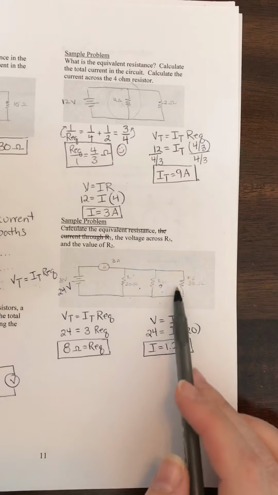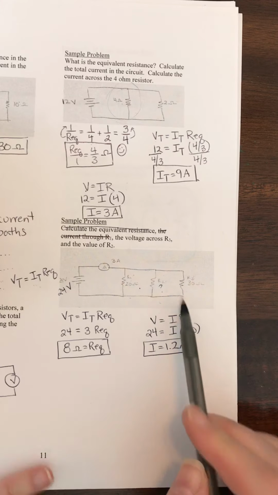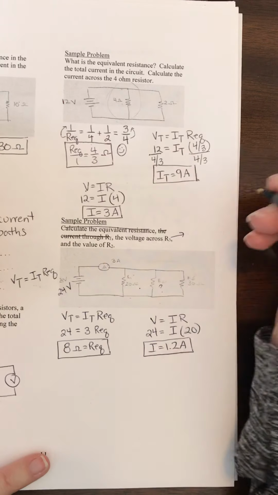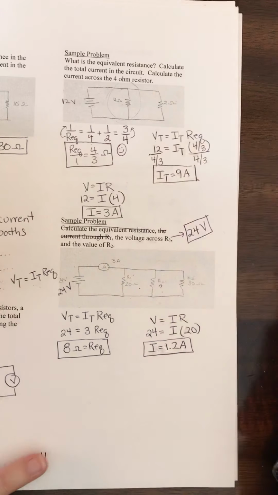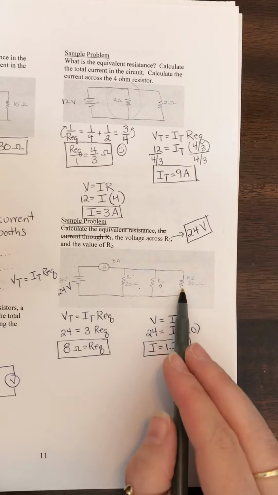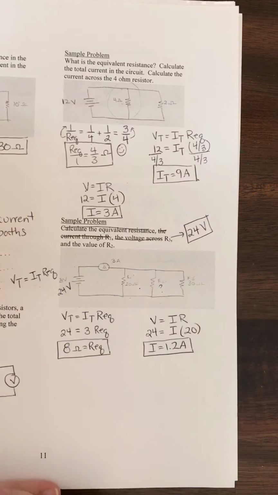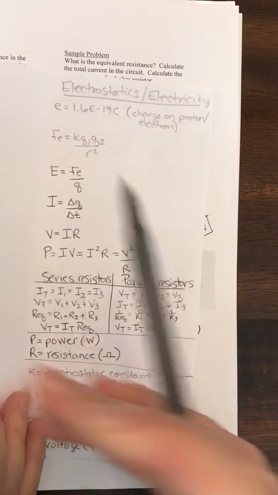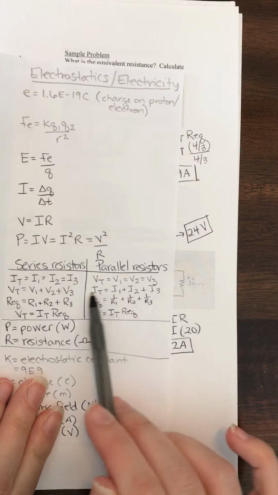The voltage across R3, well, this one's easy, right? What's the voltage across R3? Hopefully you're saying to yourself, remember, the voltage is the same. So in this case, the voltage is 24 volts across R3, R2, R1, and the total. That one was easy. All right, and now, how do we find the value of R2? This one is not so easy. What's the only equation that we can use that has an R2 in there? This middle one. So here we go.